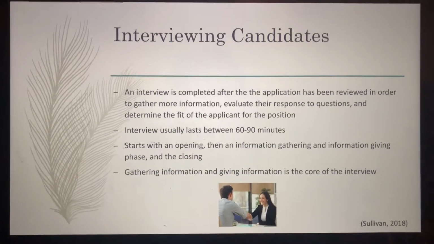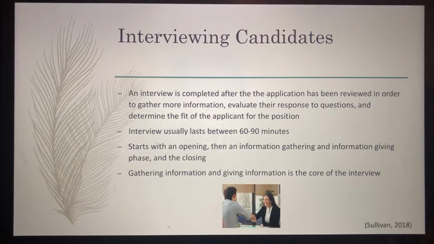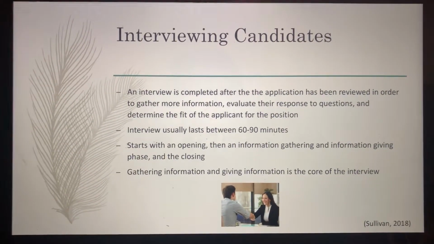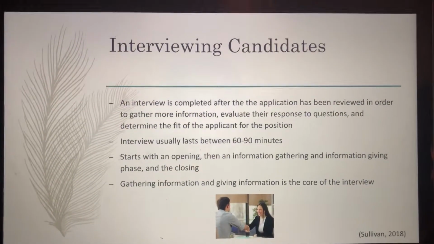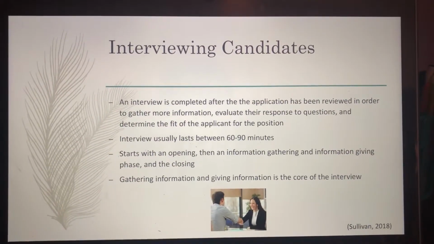Interviewing candidates. An interview is completed after the application process has been reviewed in order to gather more information. You want to evaluate their responses to questions and determine the fit of the applicant for the position that they have applied for. The interview usually is about 60 to 90 minutes long.